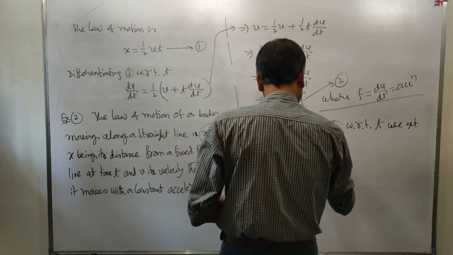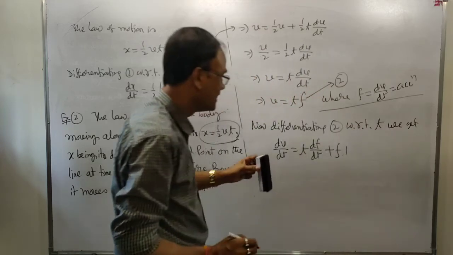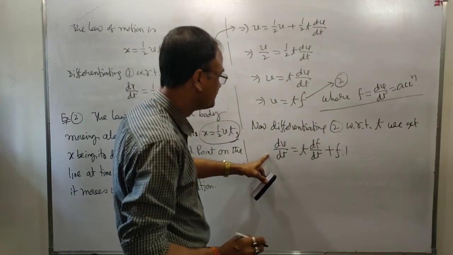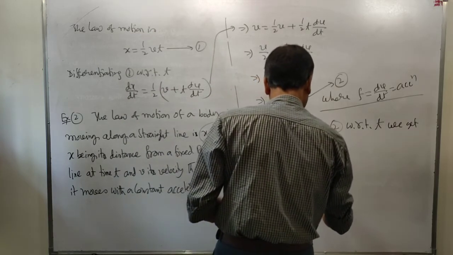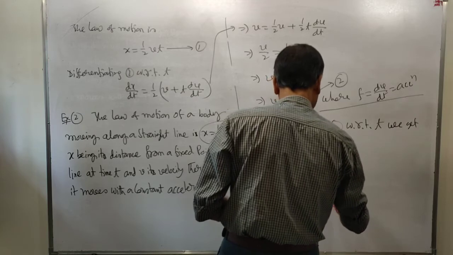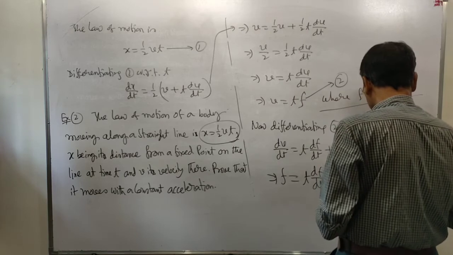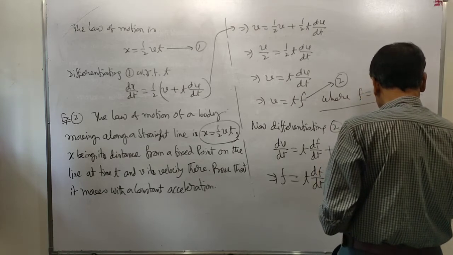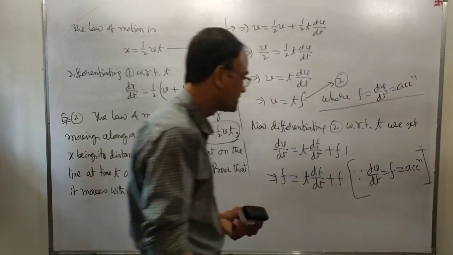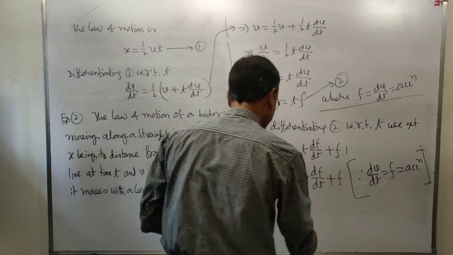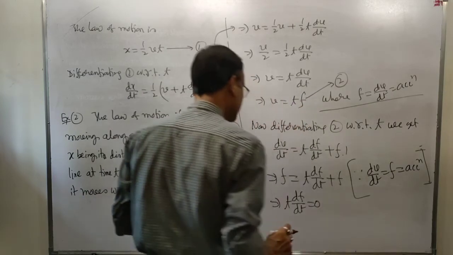dv by dt equal to t df by dt plus f into 1. With respect to t, dv by dt equal to acceleration f, so f equals t df by dt plus f, since dv by dt is the acceleration f. This f, this f will be cancelled. This means t df by dt equal to constant, equal to 0.